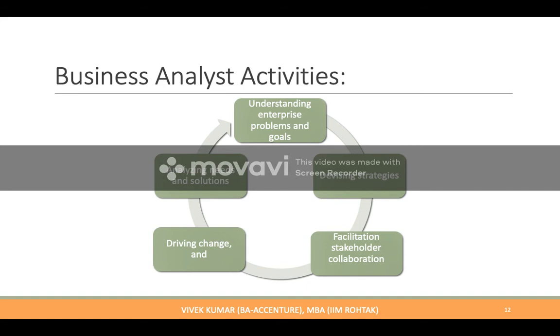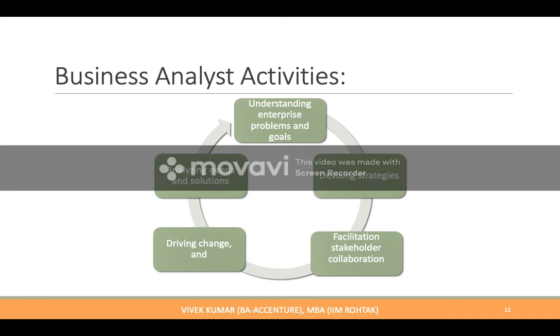Then it has to devise the strategies. To achieve a goal, there can be multiple strategies. A business analyst has to identify these strategies, come up with several solutions, compare them, get the pros and the cons listed, understood by the stakeholders, and finally approved, and move ahead with the implementation.